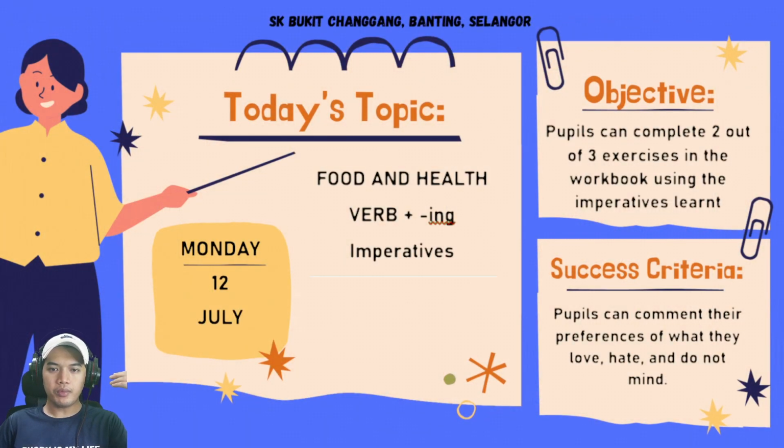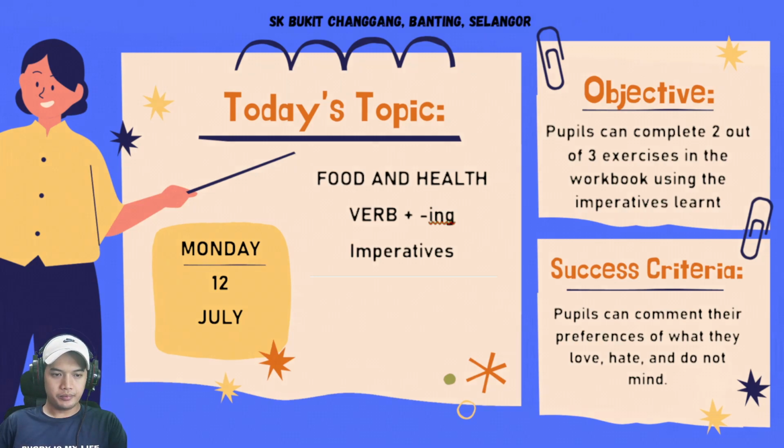So, our objective of this lesson is pupils can complete 2 out of 3 exercises in the workbook using the imperative learned. And our success criteria is pupils can comment their preferences. Preference ni maksudnya minat ataupun kesukaan awak of what they love, yang awak suka, hate, tak suka, and do not mind, which means tak kisah. So, later, I will tell you what to do with this.